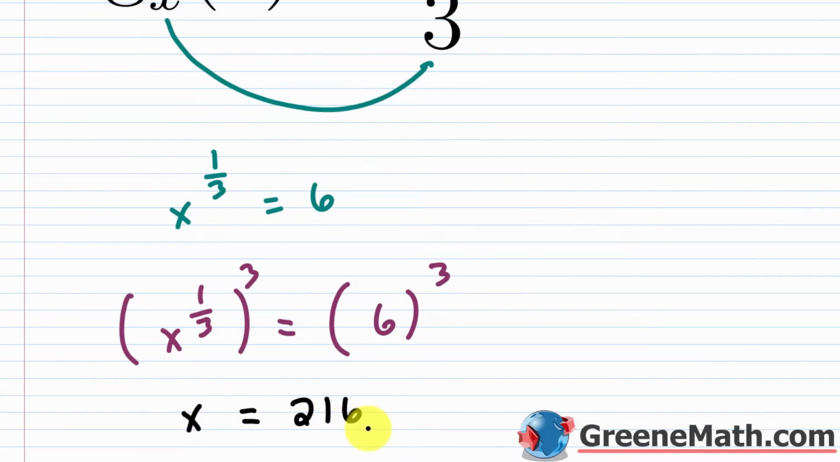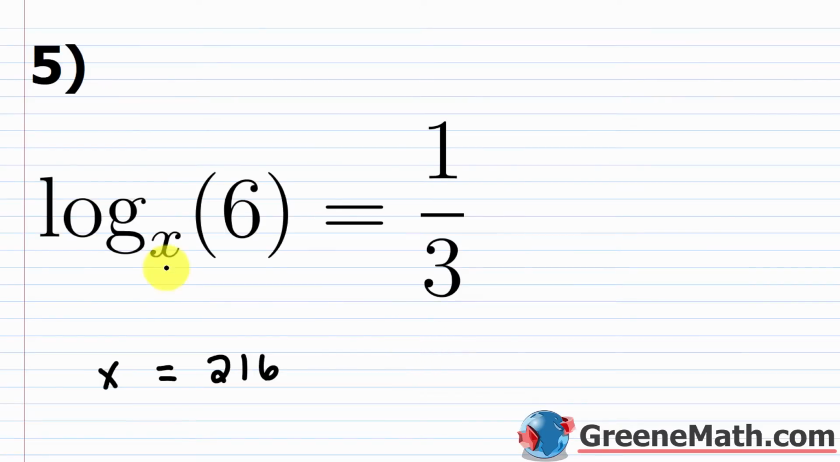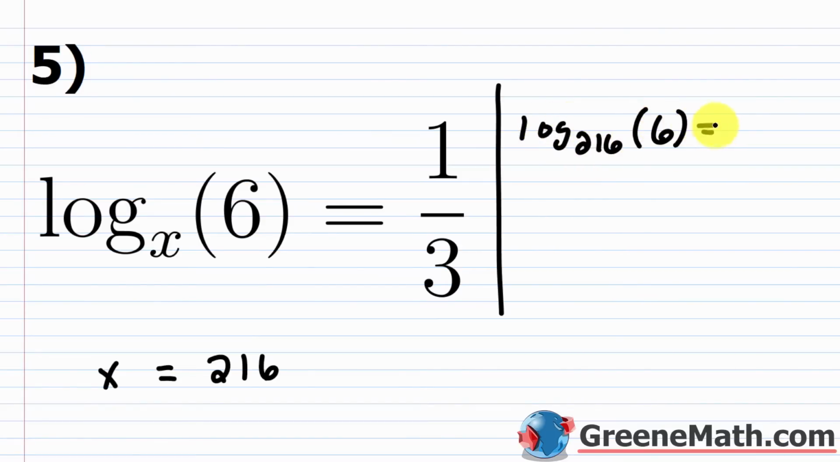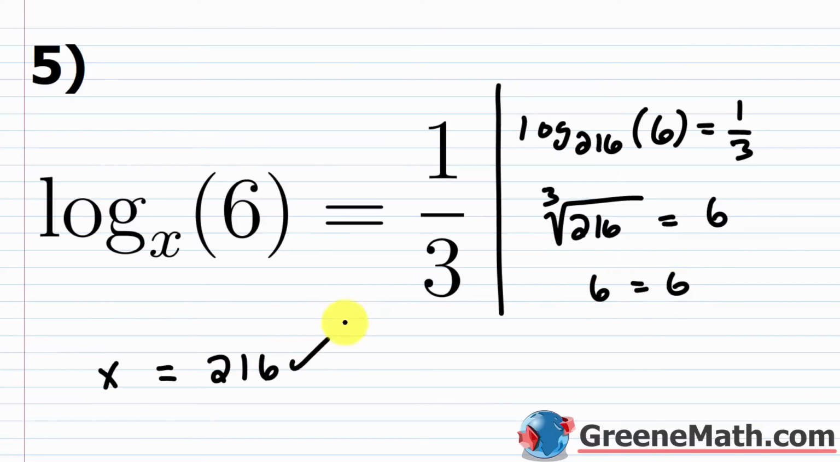Again, if you want to check these, you can. You would be saying that log base 216 of 6 is equal to 1/3. In other words, 216 raised to the power of 1/3, or the cube root of 216, would be equal to 6, and that's a true statement. This would give you 6 is equal to 6, so this is a valid solution. X is equal to 216.